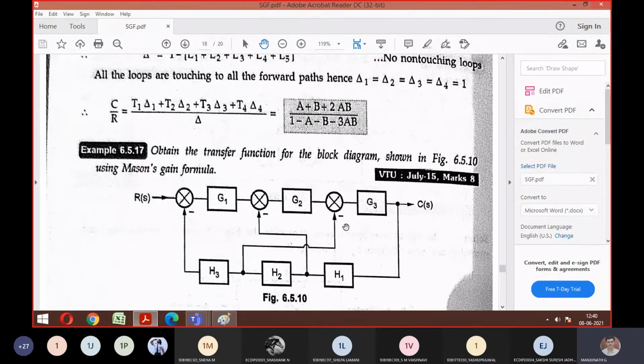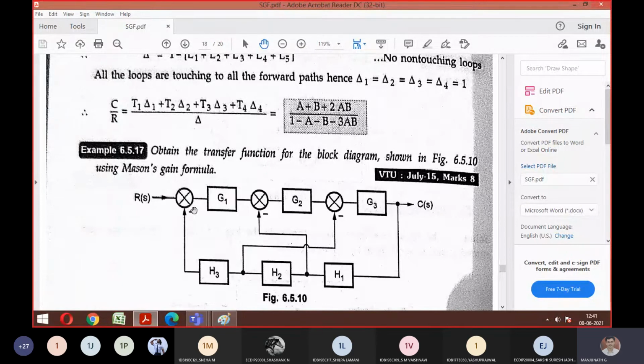How many nodes? Six, sir. Excluding input and output, you're telling? Excluding input, output, and excluding this R(s) and C(s). So the remaining part is 6.